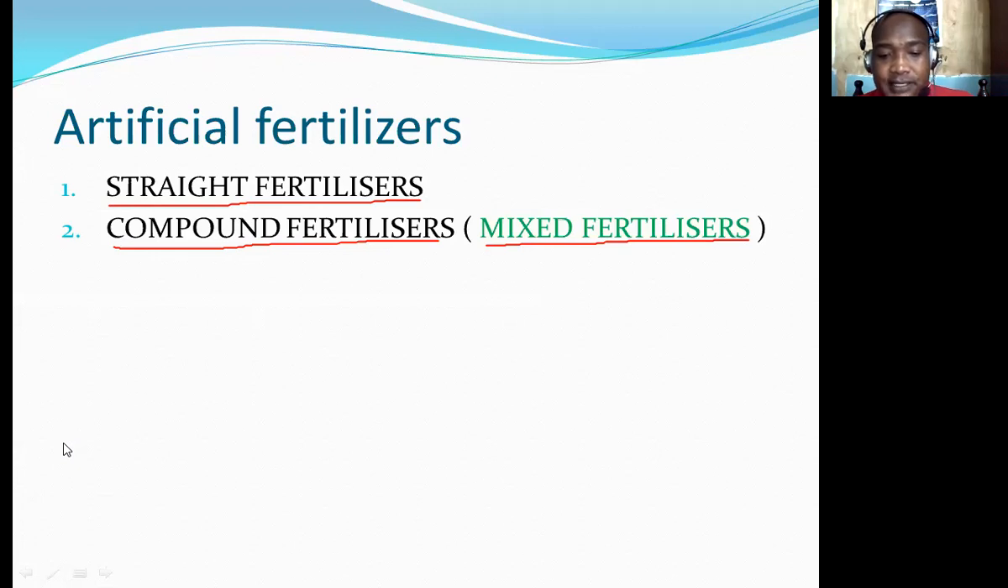Another example is diammonium phosphate, DAP. DAP in full is diammonium phosphate. Three, we have monoammonium phosphate. Pupils, monoammonium phosphate, in short, is MAP. MAP means monoammonium phosphate.